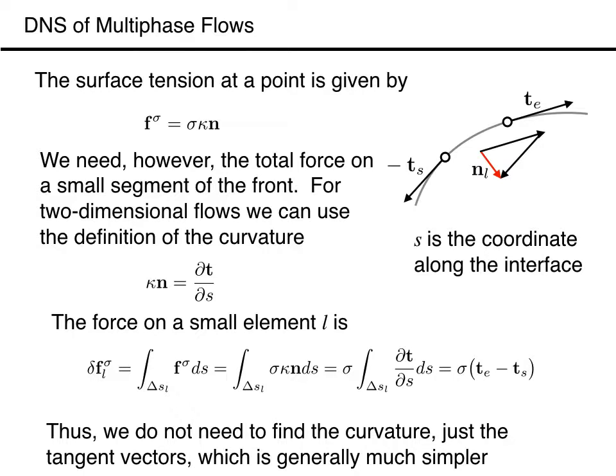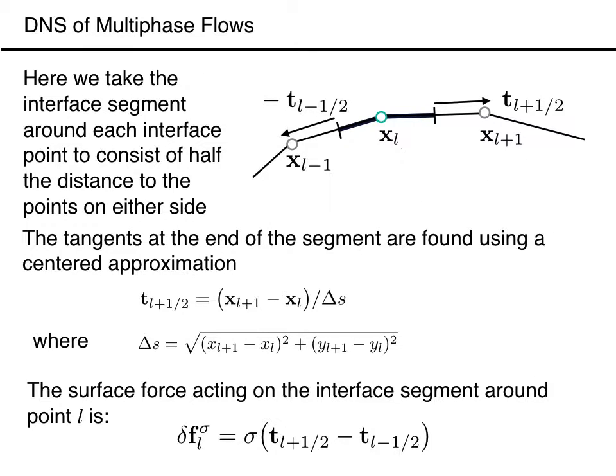Furthermore, we end up with a more robust algorithm that is conservative in the sense that the force on the end of one segment is exactly equal and opposite to the force on the segment attached to it. This is important since for closed surfaces, the net surface force should be zero, and when we sum over all the interface elements, the forces on adjacent elements cancel. The numerical implementation is straightforward.